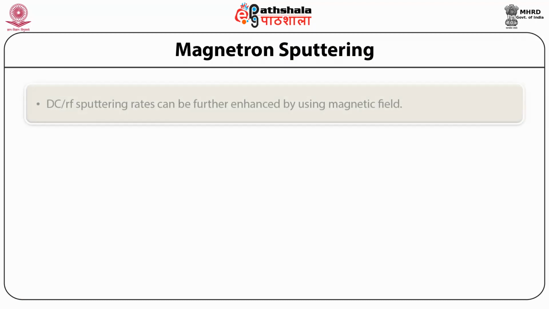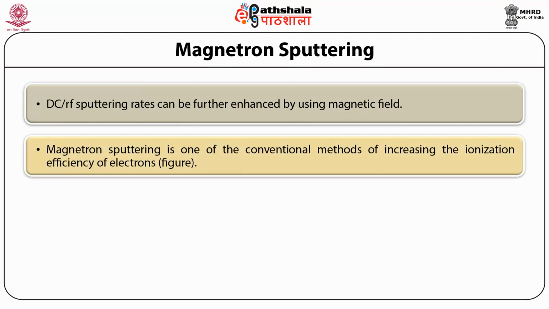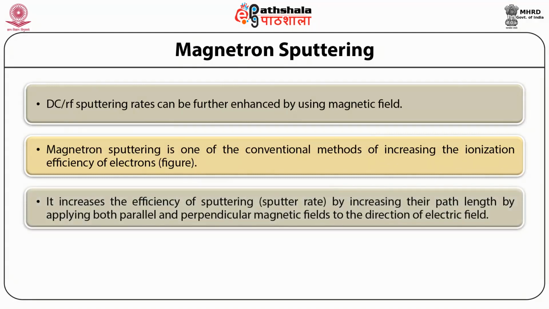Now, the above studied DC or RF sputtering rates can be enhanced by using a magnetic field. Magnetron sputtering is one of the conventional methods of increasing the ionization efficiency of electrons. Magnetic field increases the efficiency of sputtering, or the sputter rate, by increasing the electrons' path length by applying both parallel and perpendicular magnetic fields to the direction of the electric field.